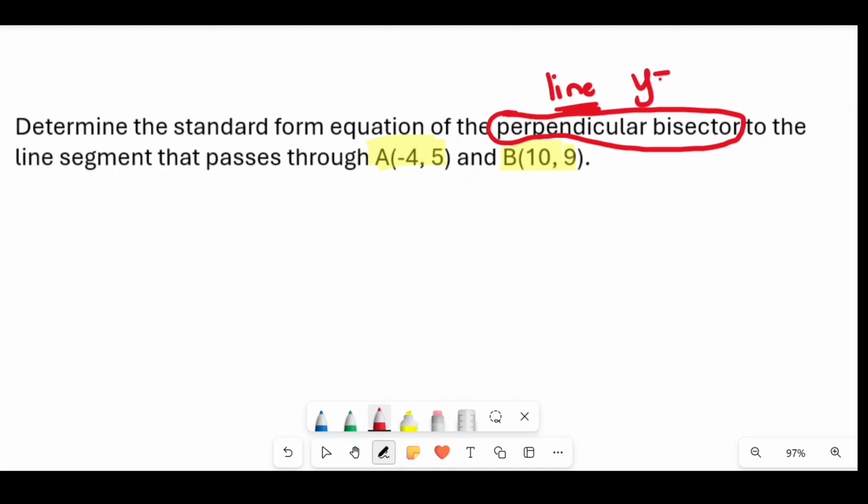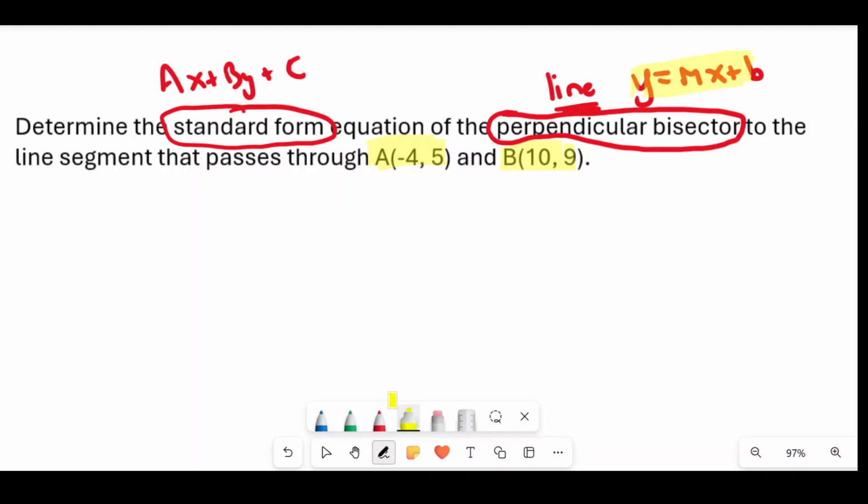We know that lines take the form y equals mx plus b, and also lines take standard form Ax plus By plus C. But as we've talked about, we don't start by looking for the standard form equation of a line. We start by looking for the slope-intercept equation of a line. So for now, let's ignore this standard form thing and just focus on determining the equation of the perpendicular bisector. That's saying determine the equation of the line, this thing called a perpendicular bisector, and it's a perpendicular bisector to this line segment.